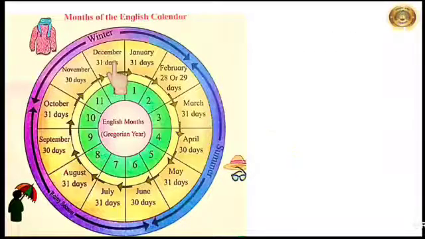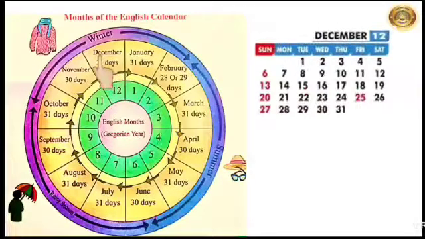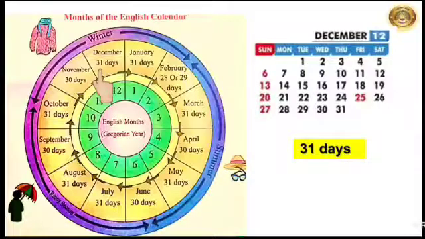And the last, the 12th month, is December. December has 31 days. Now children, we have learned all the 12 months' names with the spelling and number of days. So you have to remember the spelling of the month names and how many days each month has. For that, we will take one poem to understand that.